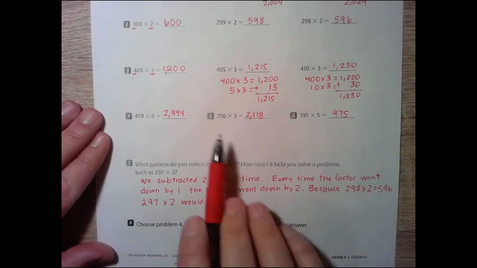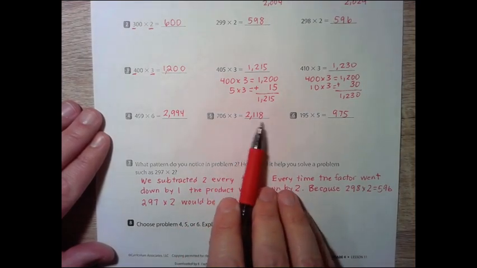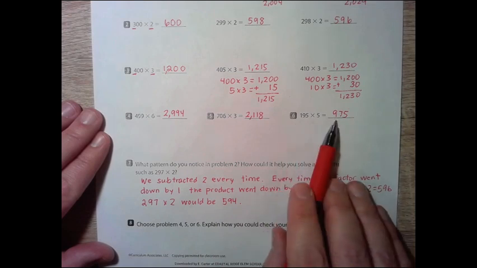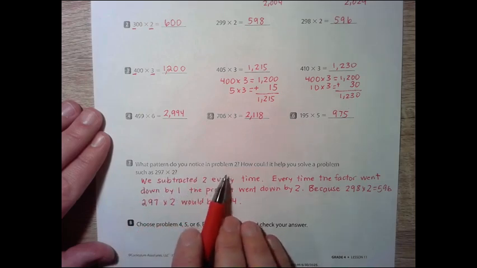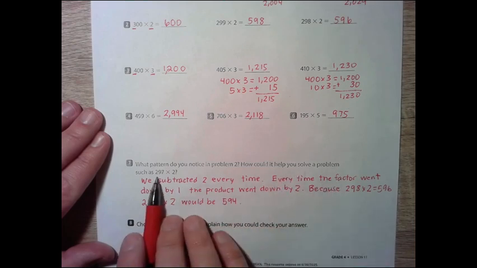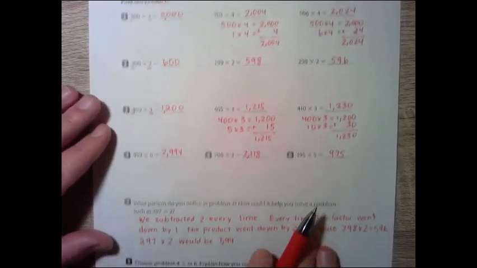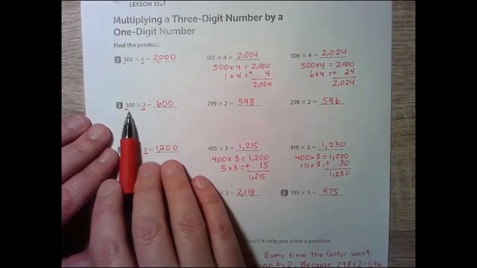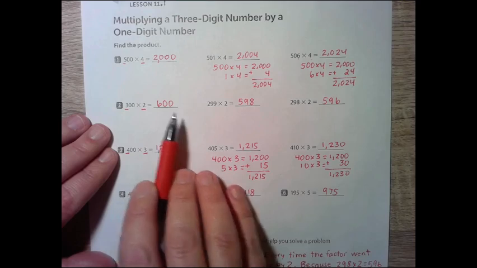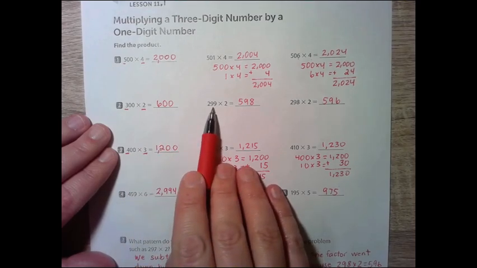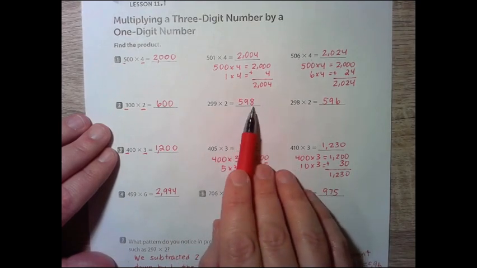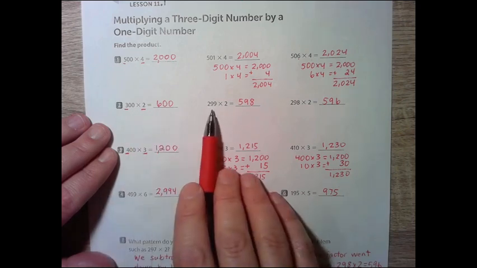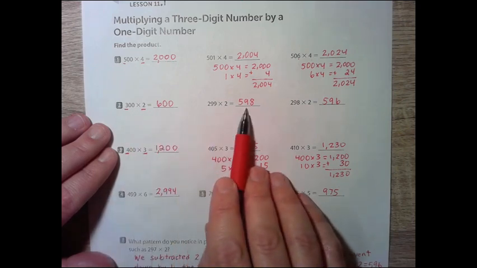Okay, welcome back. So number 5, the answer should have been 2,118. Number 6, the answer should have been 975. Okay. For number 7, it was asking you, what pattern do you notice in problem 2? How could it help you solve a problem such as 297 times 2? Well, if we go back to number 2, we started out with 300 times 2 and we got 600. Then the factor went down by 1. So it went from 300 to 299. But the product went down by 2. So every time the factor went down by 1, the product went down by 2.